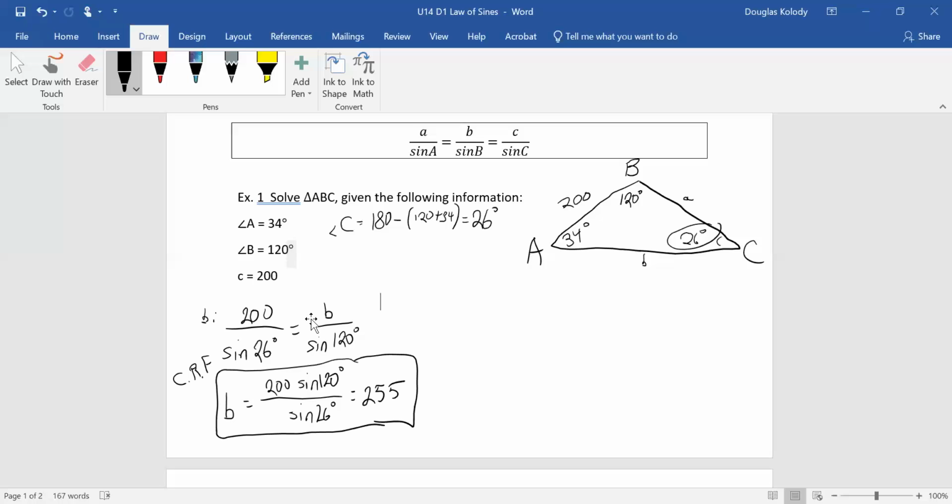So let's find side A. We're going to take the same ratio, 200 divided by the sine of 26. And we're going to do A over the sine of 34. So let's find side A here. That's going to be 200 times the sine of 34 divided by the sine of 26.